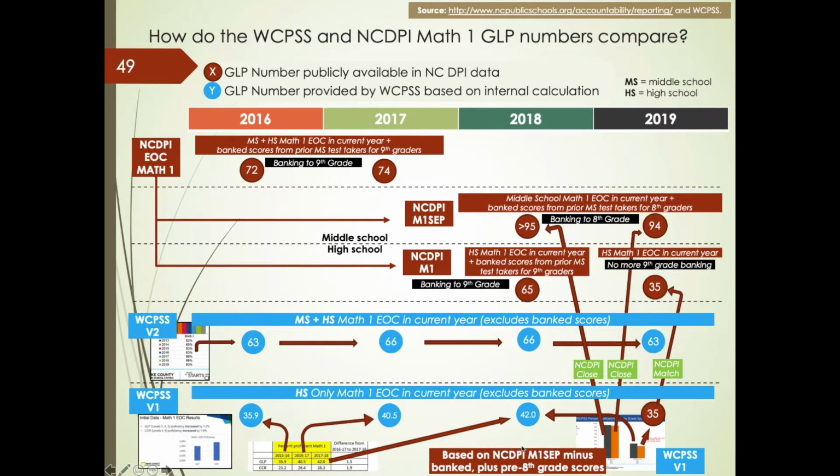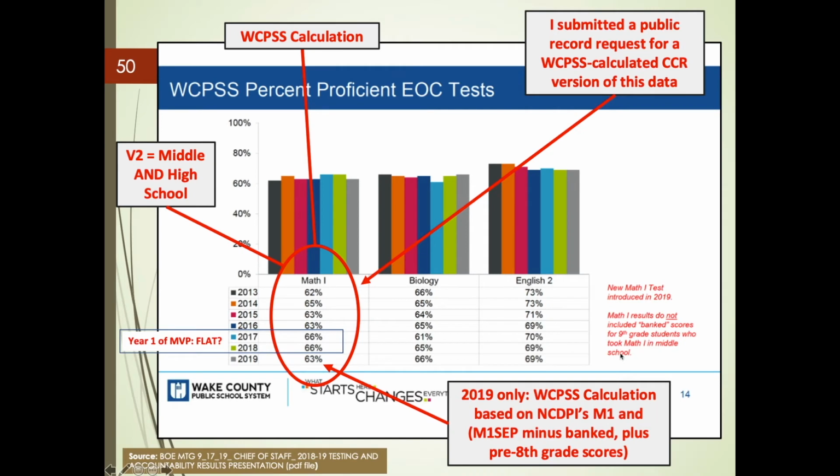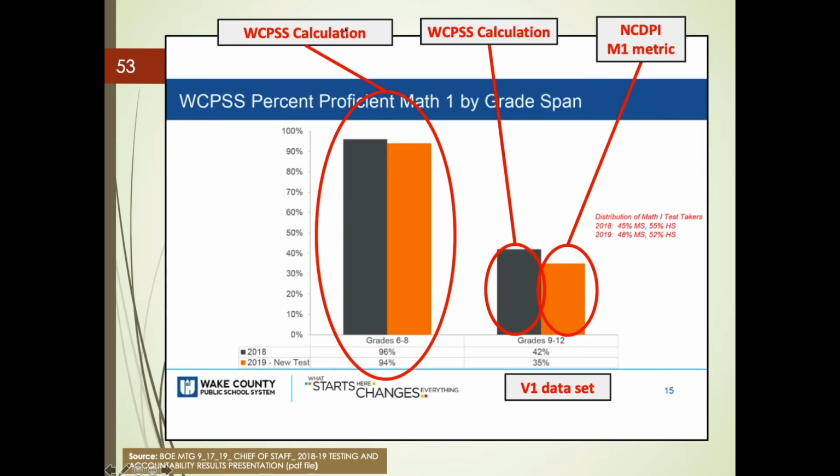So the change to this chart is just going to be this little note at the bottom that this little data set here is based on the M1 SEP minus the bank scores plus the pre-8th grade scores. And then on this chart, I will call this whole data set a Wake County calculation. And then my note here for 2019, that's based on M1 and also M1 SEP minus banked plus pre-8th grade scores. Similar footnote on this chart and on this one as well. I added just that this is Wake County calculation.